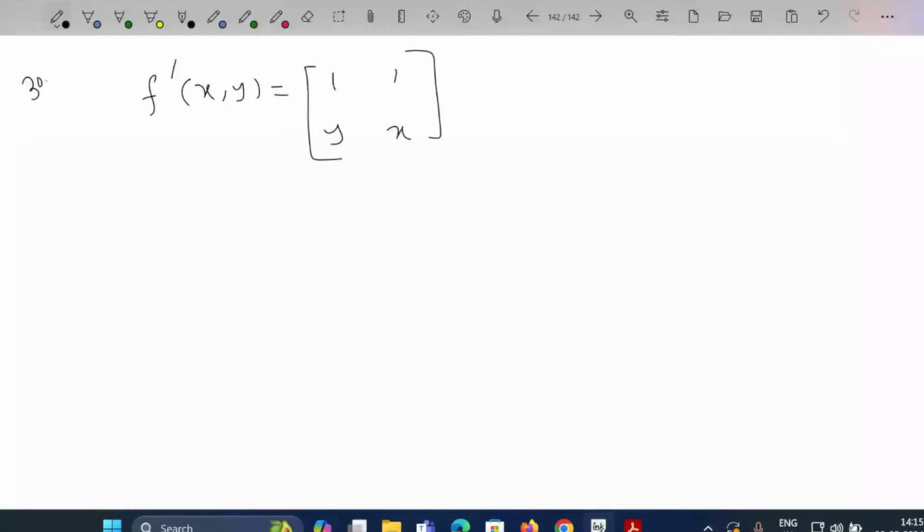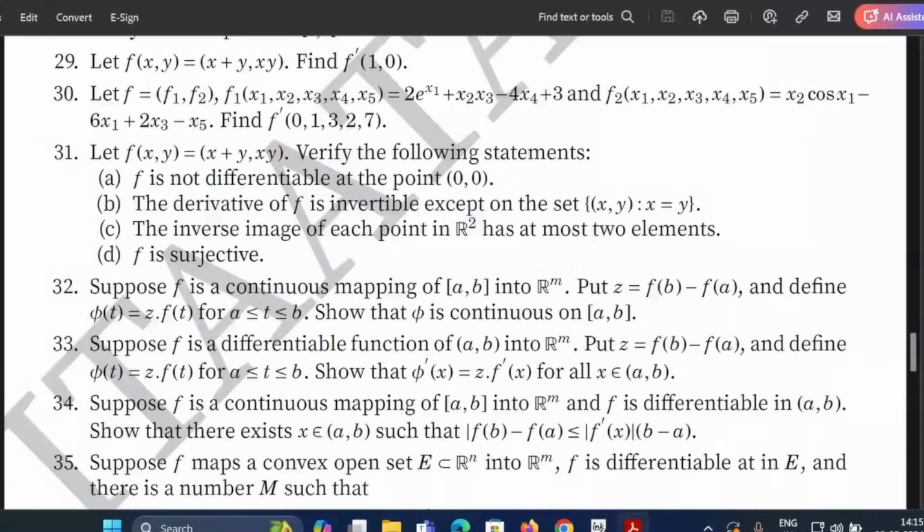Now when will it be invertible? If we calculate the determinant of this matrix, it is zero if x equals y. If x is not equal to y, it will be invertible. So that statement is correct. The derivative of F is invertible except on that set. When x equals y, it is not invertible, otherwise it is invertible. So statement B is a correct statement.